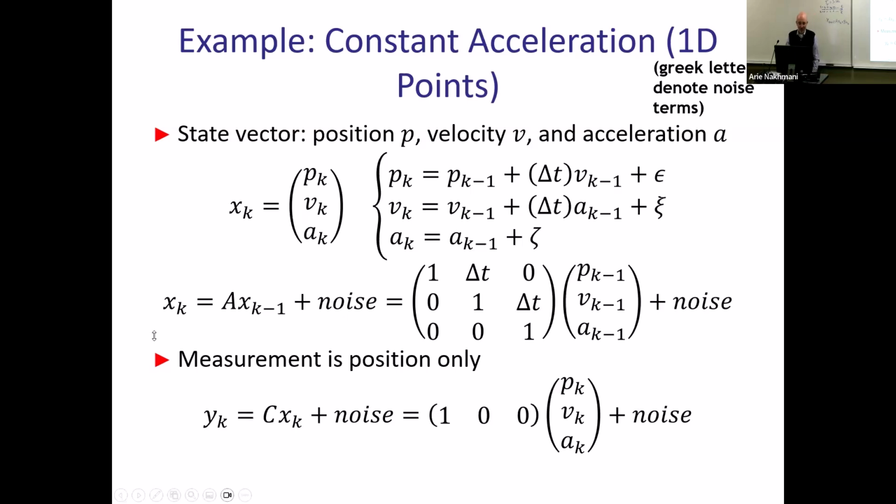All right. So in matrix form, the same equations could be written like that. You'll have delta t here, one on the main diagonal, multiplied by that vector, plus a vector of noises. This is not a single number, it's a vector of noises. This epsilon, eta, or whatever. Measurement, same thing. You have a zero, because you're measuring only p_k, not measuring velocity or acceleration. And then you multiply by that vector plus some noise, which is random Gaussian noise. Any questions on that?